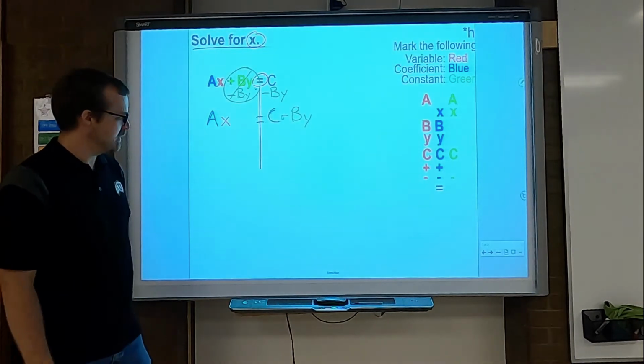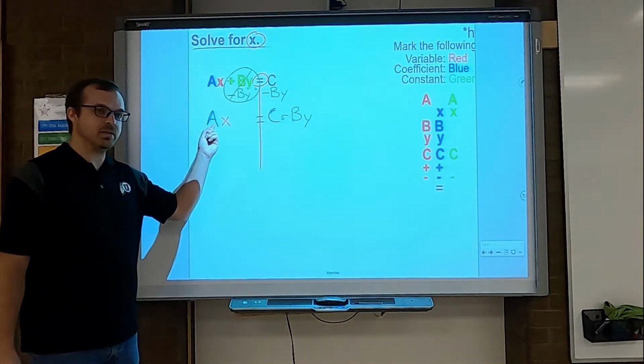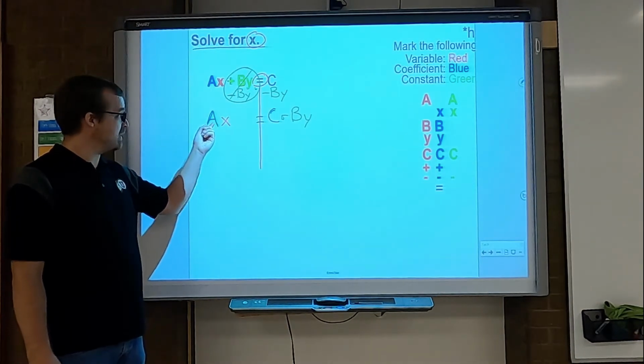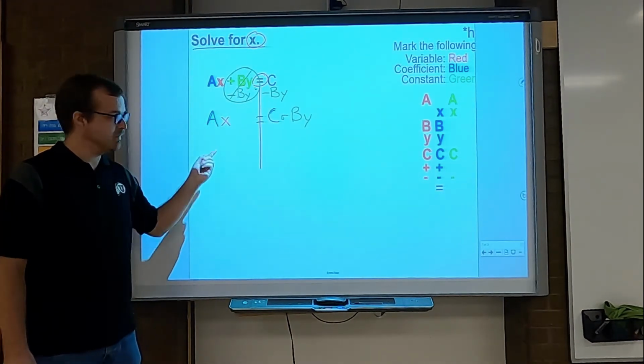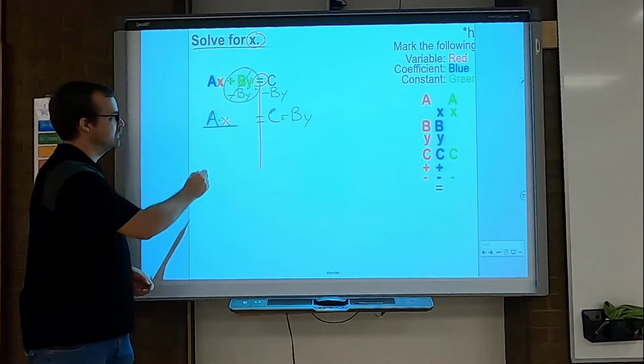Am I done? No. I still have the coefficient to get rid of. Now, how do you get rid of a times x? How do you get rid of the a? The opposite. Do the opposite of multiply, which is to divide.